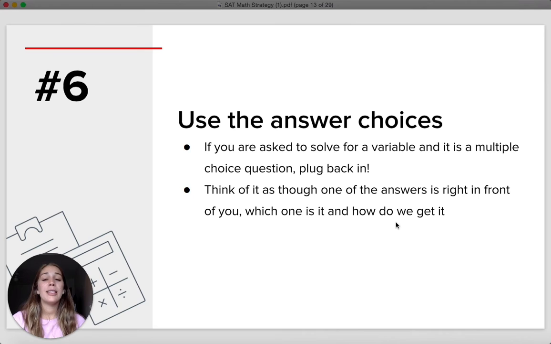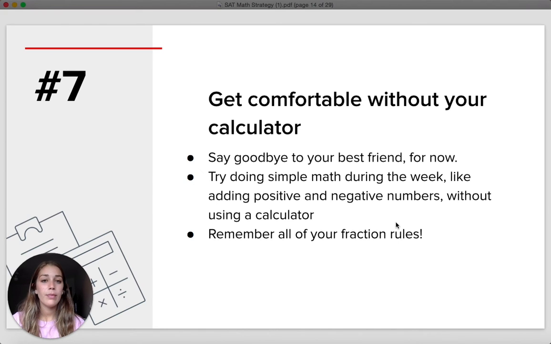The next tip is to use the answer choices. If we're asked to solve for a variable and it's a multiple choice question, plug back in. Think of a multiple choice question as though one of the answers is right in front of your face. Which one is the right answer? How do we get that right answer? What steps do we need to do in order to solve that question? And use those answer choices to your benefit. Maybe it means eliminating, maybe it means identifying a step that you forgot, but make sure you use them. They're there. Let them help you.